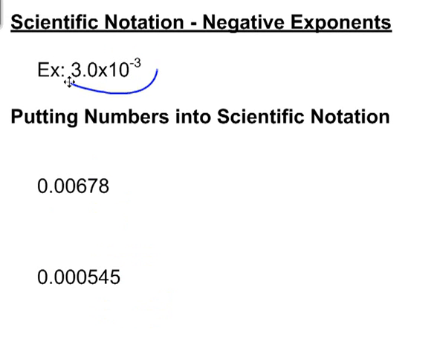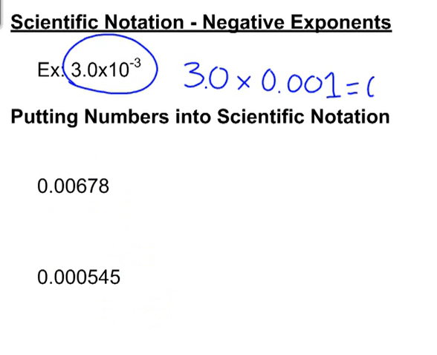What this 3 times 10 to the negative 3 actually represents is 3.0 times, and 10 to the negative 3 is actually 0.001. So our number is 0.003.